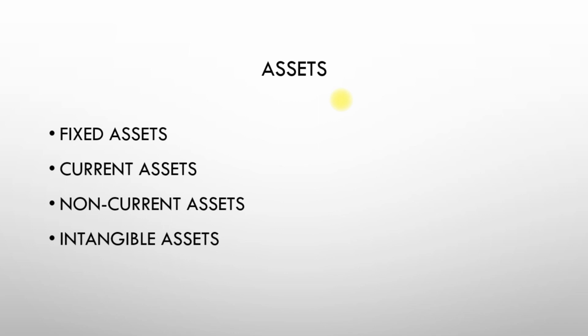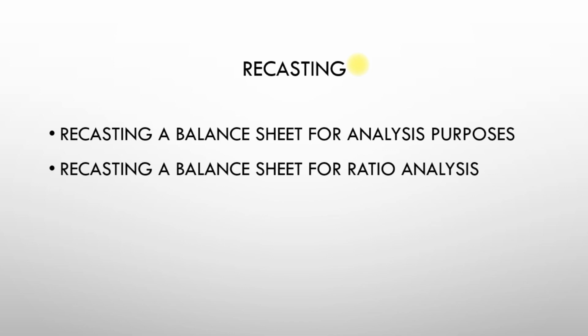So those are listed on the other side. So these are basically liabilities and assets. We have given a lot of examples for that also. Next is recasting. What is recasting? We'll recast a balance sheet for analysis purposes, and we'll recast a balance sheet for ratio analysis.